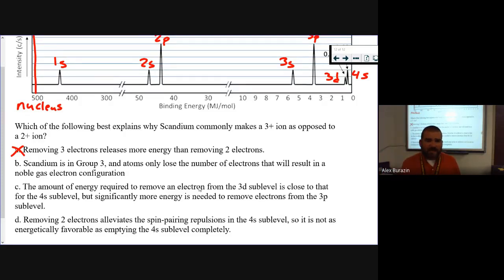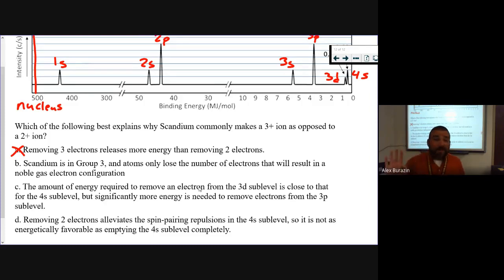Option B, scandium is in group 3. Okay, so far so good. Group means like column, okay? Group or family is implying a column. So yes, it's in column 3. And the atoms only lose the number of electrons that will result in a noble gas electron configuration. Oh, that feels like it wants to be right, but it's not, okay?